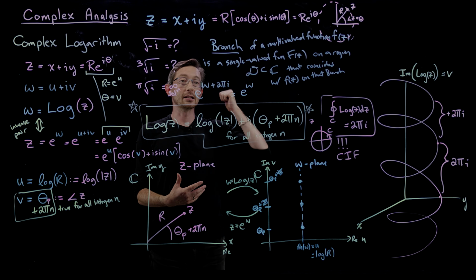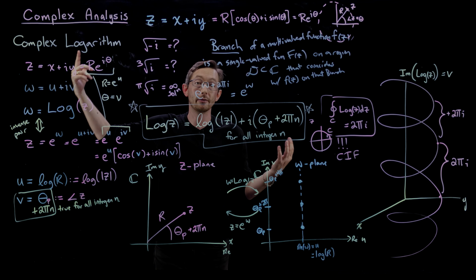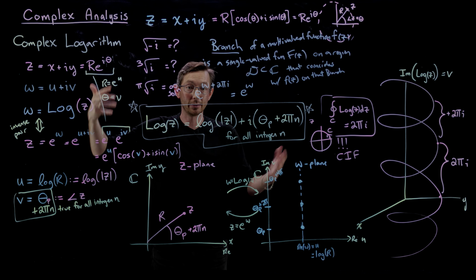We're going to use this for things like the inverse Laplace transform. We're going to use this to define things like the square root of negative i and the cube root of i and things like that.